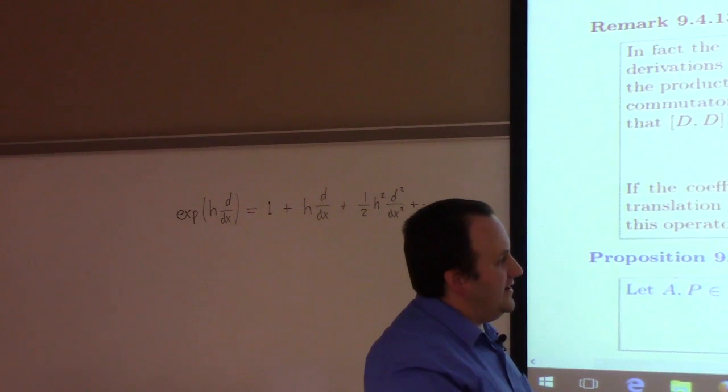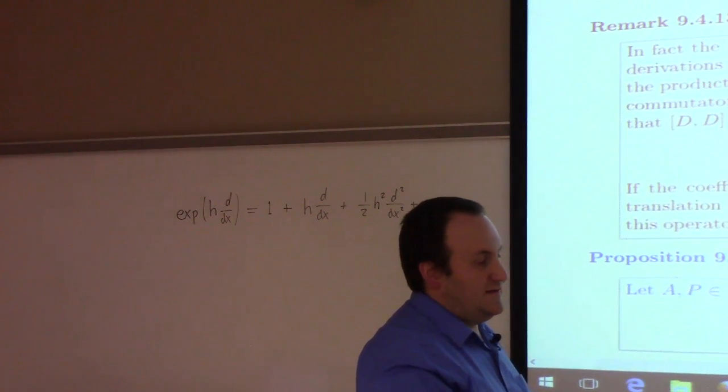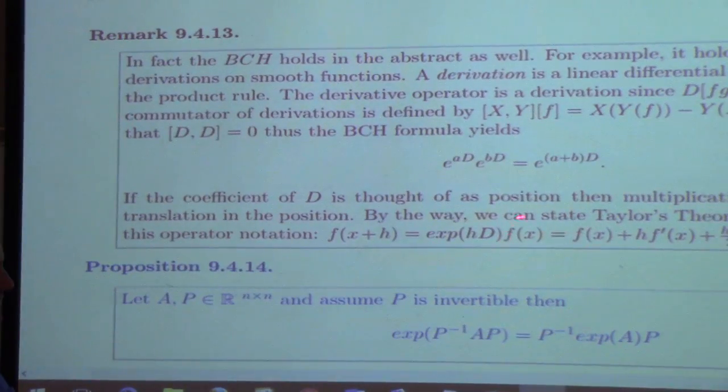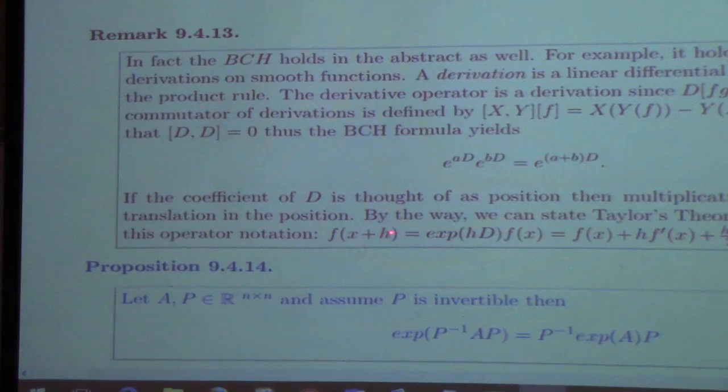So if I have e to the h d dx acting on f of x, this is what I wrote: differentiate and so on. If we do that, we get f of x to start with, right? We get h times f prime of x as our next term. We get 1 half h squared f double prime of x as our next term, and so forth. This is exactly the Taylor expansion at x of f of x plus h. Oh, well, I thought it was cool.